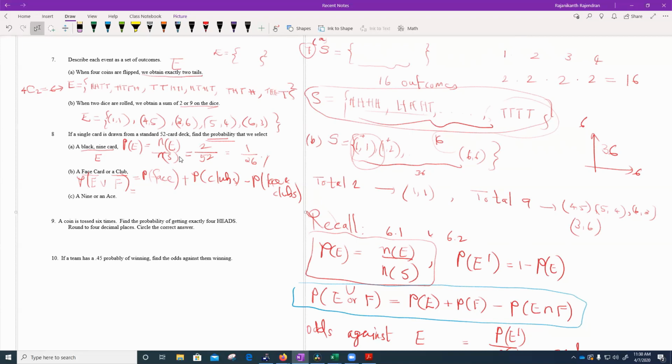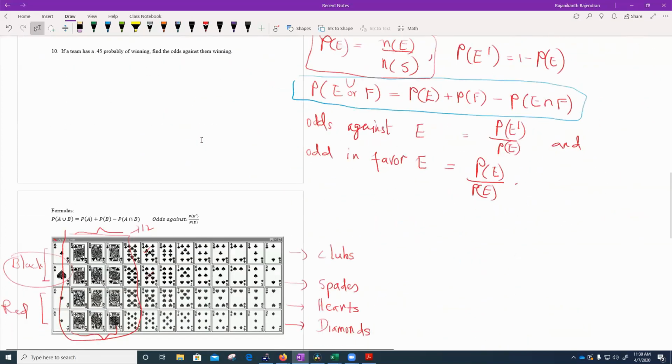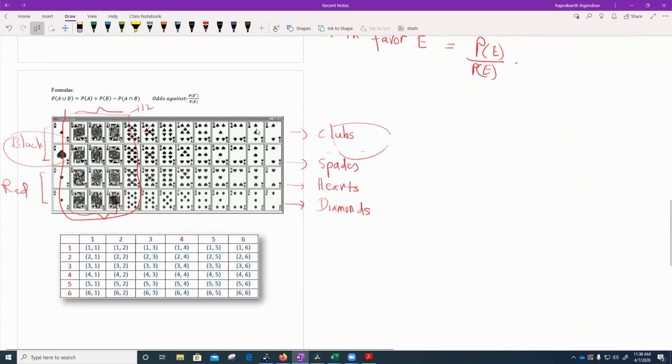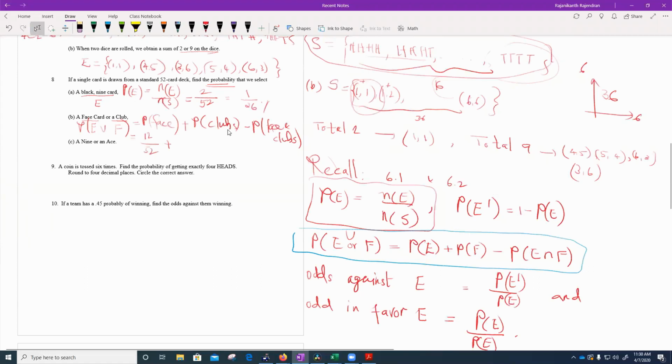So I'm using this formula. So my event is now choosing a face card. So how many face cards are there in your card pack? There are 12 of them. Out of n(S), which is now 52 always. Plus the probability of choosing clubs. Go back and check how many clubs there are. These are my clubs cards. There are 13 of them, right? 1, 2, 3, 4, 5, 6, 7, 8, 9, 10, 11, 12, 13. So there are 13 clubs. So the number of ways you could choose clubs is 13, but out of 52.